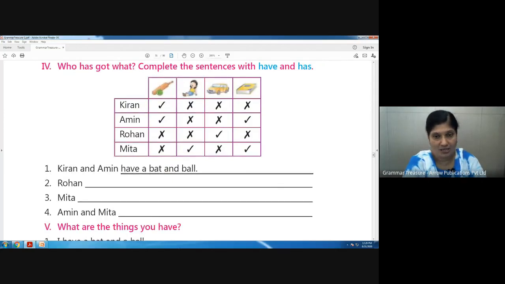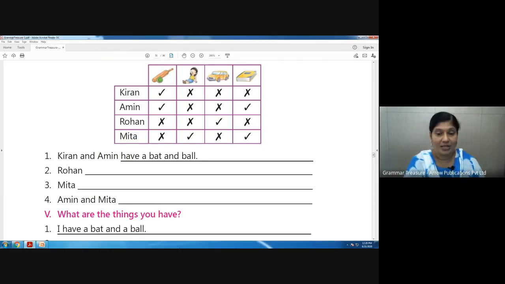Who has got what? Complete the sentences with have and has. Now observe this table. Can you see the table? Now what does Kiran have? Kiran has only bat and ball. He doesn't have a doll. He doesn't have a toy car. He doesn't have a book. Amin also has only bat and ball. And he has a bat and ball and a book. Rohan has only a toy car. And what does Meeta have? Meeta has a doll and a book.